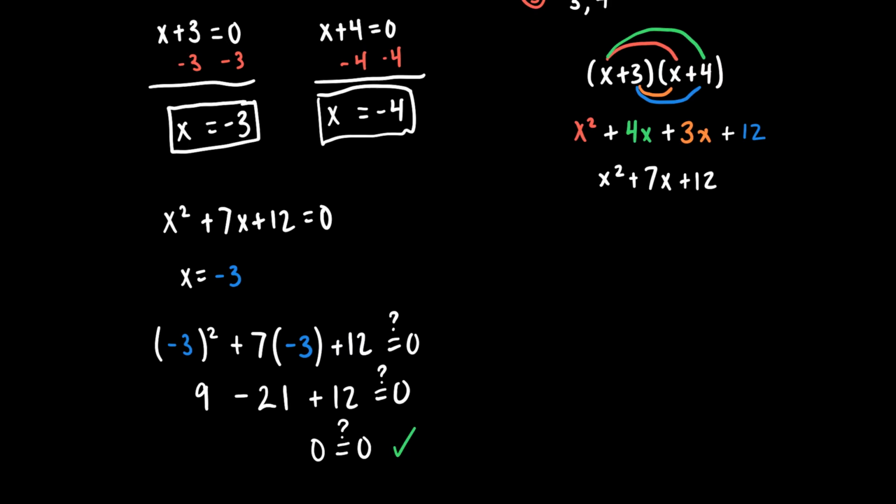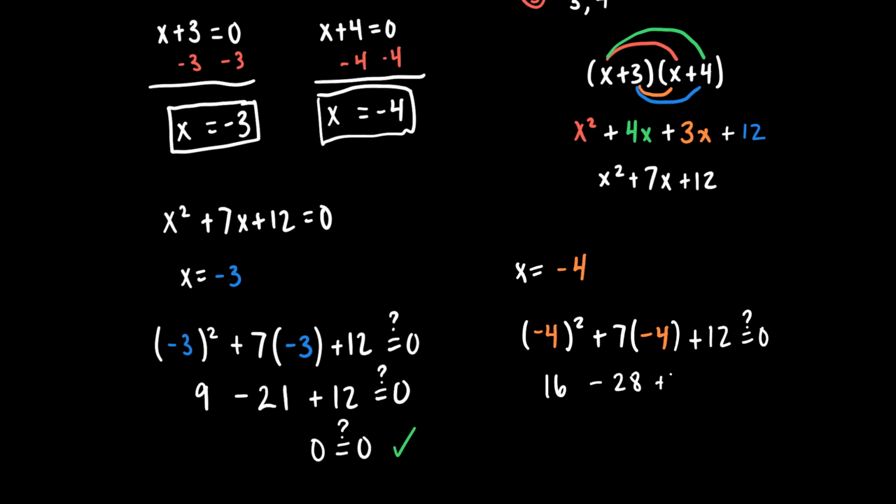All right. So our other solution, theoretically, was x is equal to negative 4. So if x is equal to negative 4, then we'll do x squared, which is (negative 4) squared, plus 7x, where x is negative 4, plus 12. And the question is, does this actually equal 0? So (negative 4) squared is 16. This is going to be minus 28 plus 12. Does this actually equal 0?